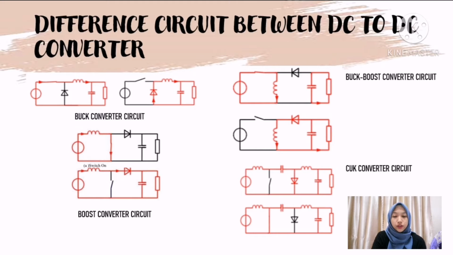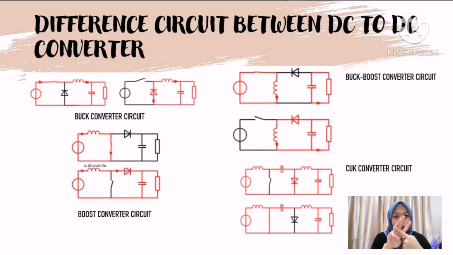So I'm going to start with the difference between circuits of DC to DC converters. In DC to DC converters, they have non-isolated and also isolated DC converters. I'm going to start with the non-isolated DC converters. Each of the converters has a different type of circuit. So they have buck converter circuit, boost converter circuit, buck boost converter circuit, and Cuk converter circuit.